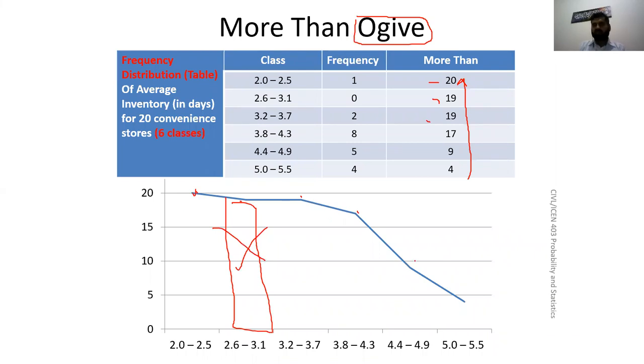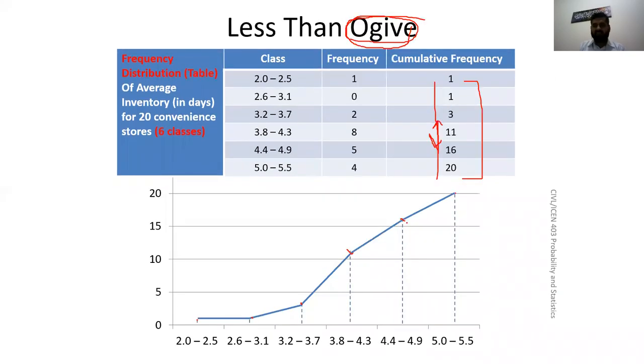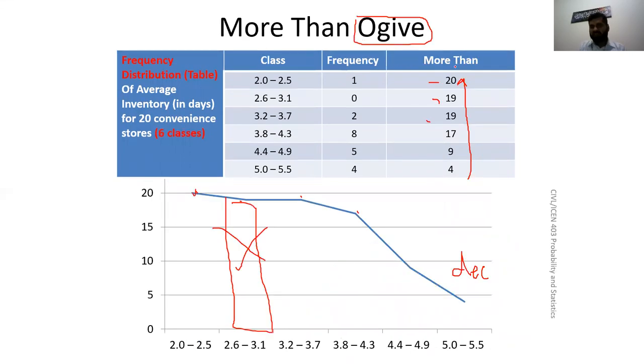So the more than ogive is always decreasing. Remember, it's always decreasing, and the less than ogive is always increasing. Right? Because cumulative frequency always increases, so it is always increasing. And more than cumulative frequency always decreases, so this line will always be decreasing, going down.